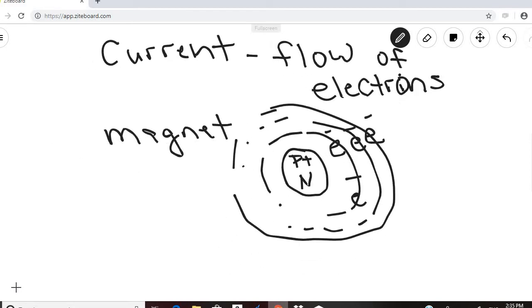So then the question that you might be asking is, since all atoms are made up of electrons, and every electron orbiting around a nucleus is creating its own magnetic field, then why aren't all materials magnetic? And we know from experience that not everything is magnetic.